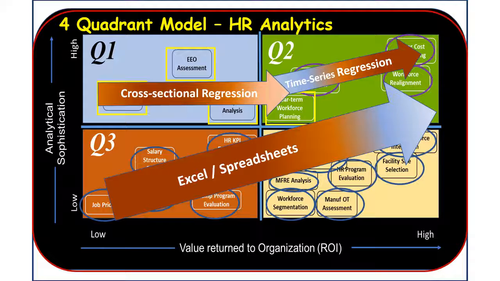Time series regression and predictive modeling resides in Quadrant 2. It's the most difficult from an analytical perspective, but it produces very high return to the organization. Operating at this level requires significant skill set development and experience. Commercial software like SAS or R are appropriate tools for this level of analysis. Spreadsheets do not have the data management or statistical capabilities to take on these tasks, particularly on a large scale.